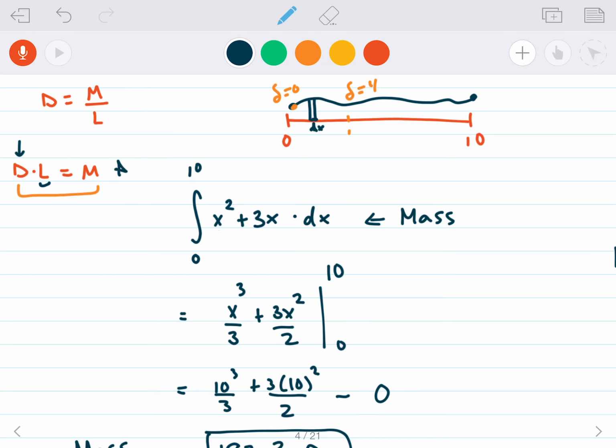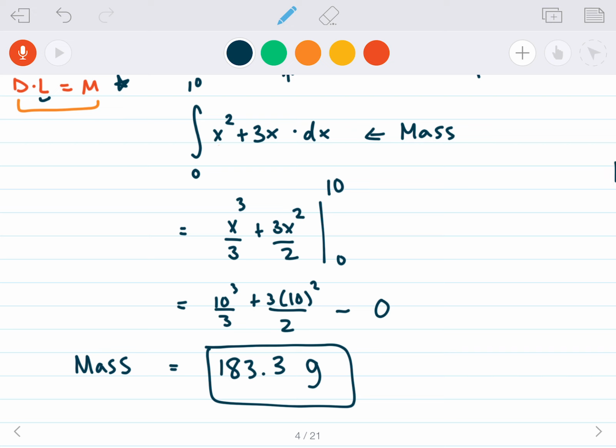Remember this equation: density is equal to mass over length in the one-dimensional case. I solve for mass by multiplying both sides by length, but because the density is varying, I can't just plug and chug here. I have to set up an integral starting at x equals 0 all the way to x equals 10 and add up all of those tiny masses to get the entire mass of that one-dimensional thing. So I end up getting 183.3 grams.